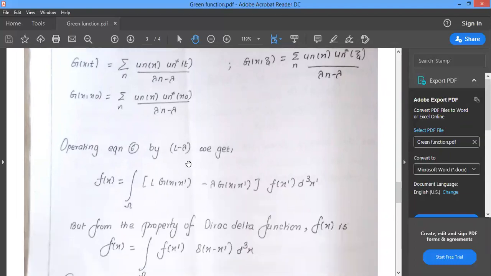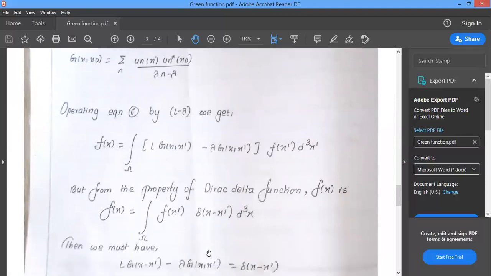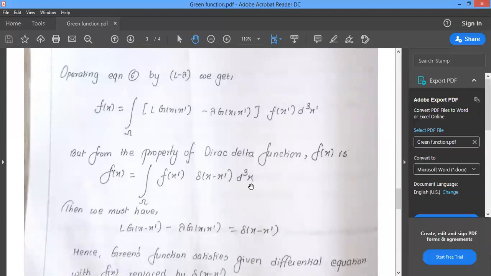Obtaining equation 6 by L minus lambda, because we have to know L G(x, x') minus lambda G(x, x') equals delta(x, x'). This is the Green function differential equation. So we operate with L minus lambda. We get f(x) equal to this, L G(x, x') minus this, and we get this from the f(x) function. So by the properties of the Dirac delta function, integral of f(x') delta(x' minus x) equals f(x). This is the property of the delta function, and you have to know it.